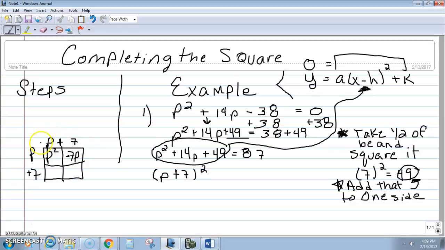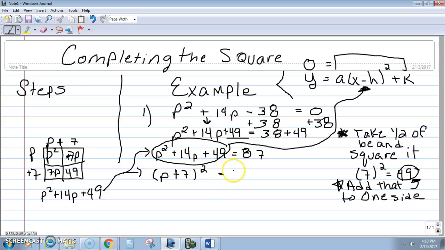I fixed it. So plus 7p, plus 7p, and then positive 49. So if I rewrote this and combined those p's, I get p squared plus 14p plus 49. So this is the same thing as this. It just looks different, okay?